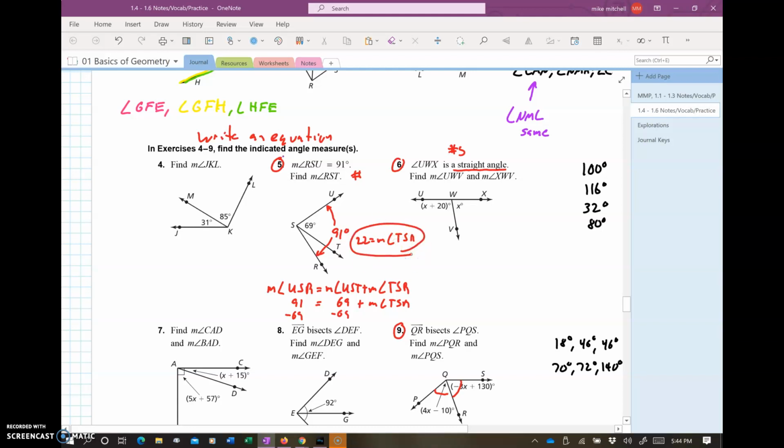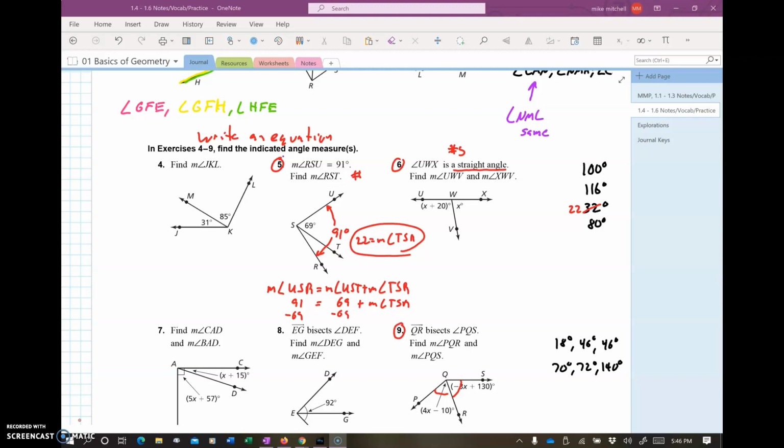There's my answer. Ooh, I made a subtraction mistake here. I got 32 there. Well, they're looking for RST, so TSR and RST are the same thing. I get 22 on that, and I'm going to have to go check that. Well, I copied that answer down wrong. It should have been 22 degrees. Hope that didn't mess up too many of you. My apologies. If you have a question about that, let me know right away.